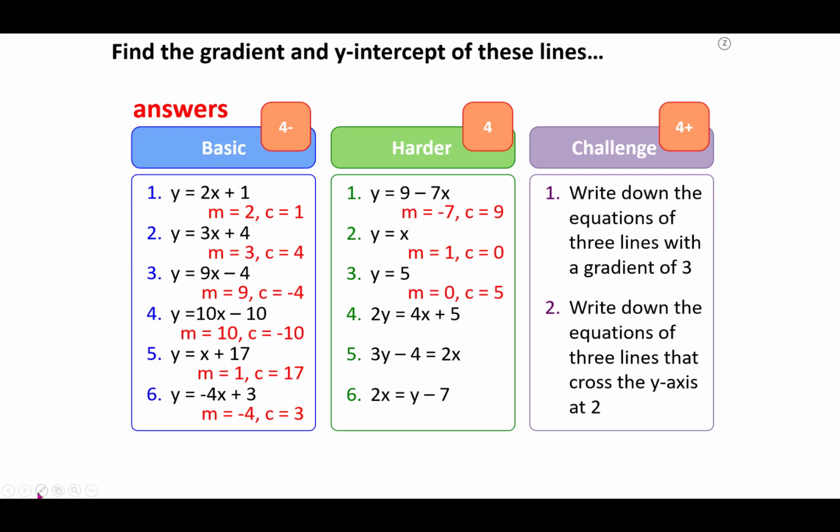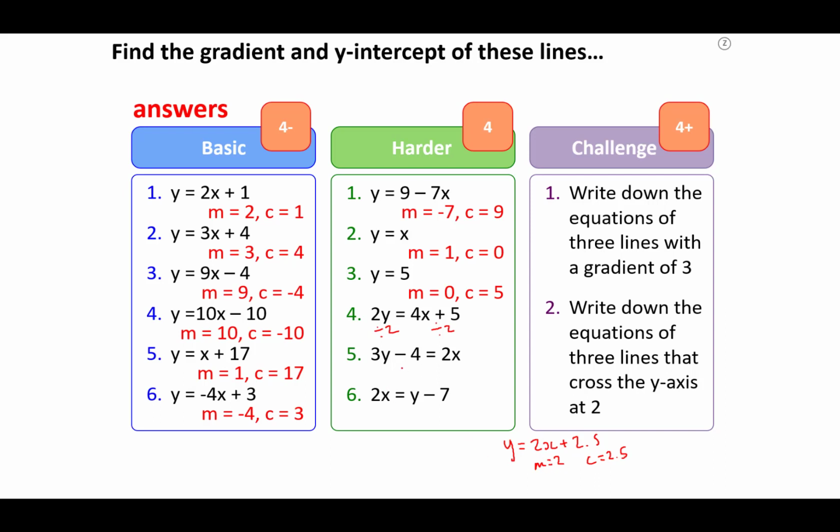Now I'm going to explain this one. So can you see, it's not in the form of y equals mx plus c, but we can make it so by dividing both sides by 2. So that would become, I'm going to write it down here, y, what's 4 divided by 2? 2x plus 5 divided by 2 is 2.5. So you'll see that m equals 2 and c equals 2.5.